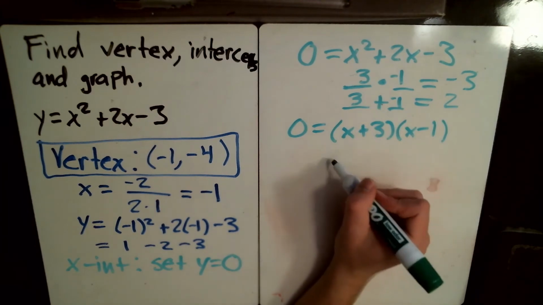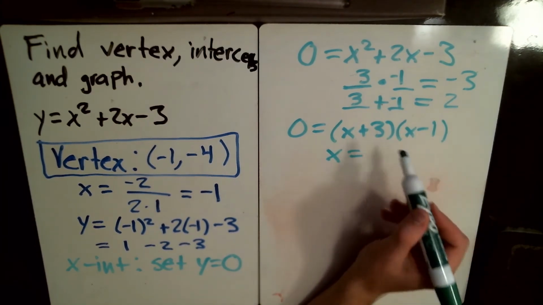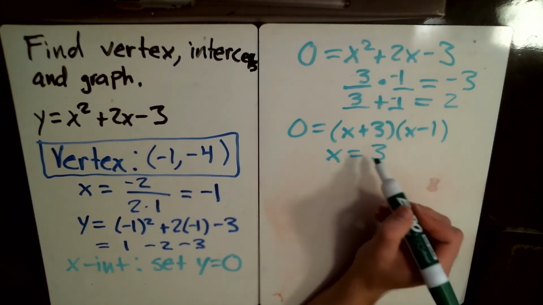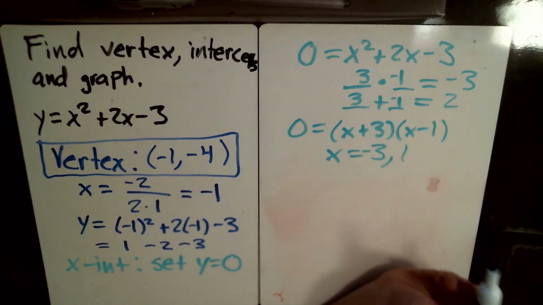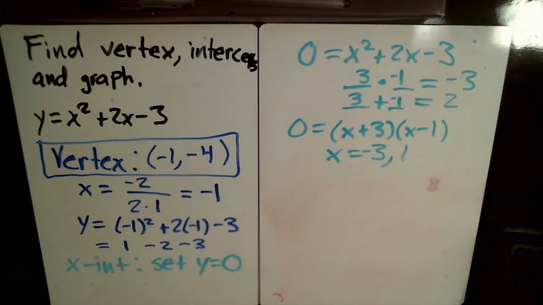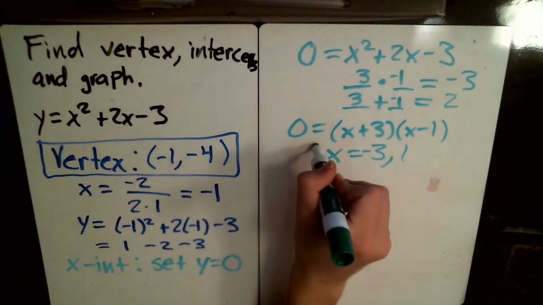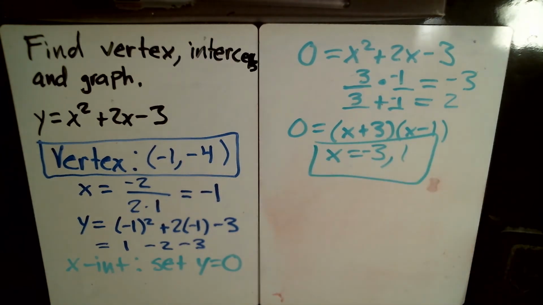So what are our two x-intercepts? Well, they're at negative 3 and positive 1. Okay? So those are our two x-intercepts, at negative 3 and positive 1. Those are the x-intercepts. Okay?